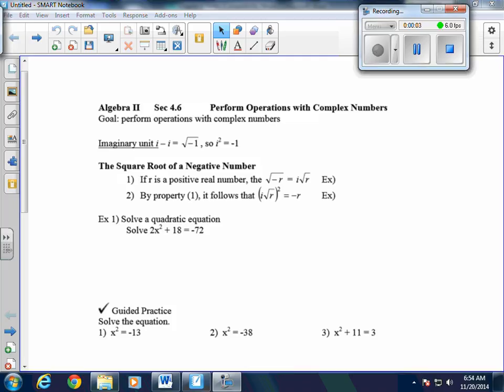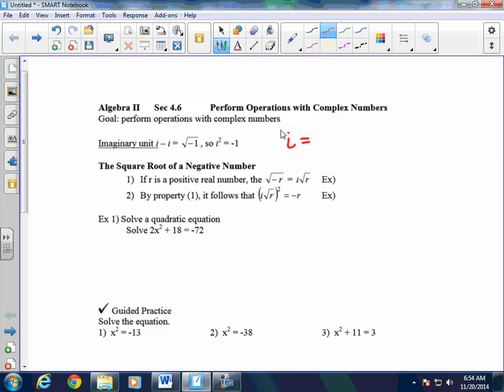Section 4.6 is on performing operations with complex numbers. And our goal today is to perform operations with complex numbers. When we talk about complex numbers, we're talking about the imaginary unit, and that is i. So i, which stands for our imaginary unit, equals the square root of -1. So if we square both of those, we know that i squared equals -1. So essentially, that is what we're looking at in most of this section today.